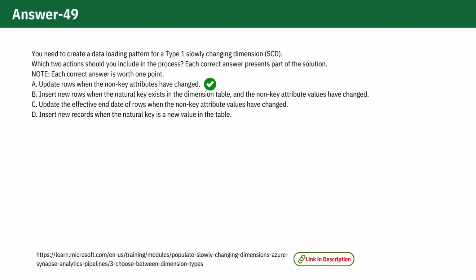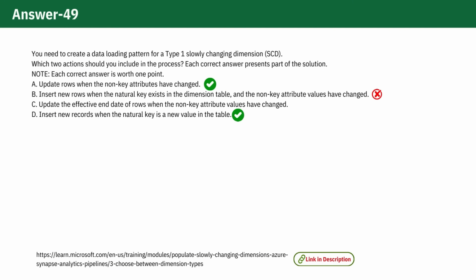Option D. Insert new records when the natural key is a new value in the table. When a new data entry comes in with a natural key that doesn't yet exist in the dimension table, we need to add it as a new record. This action isn't about managing changes to existing data, but is crucial for adding new elements into the database. Thus, this is a correct answer choice.